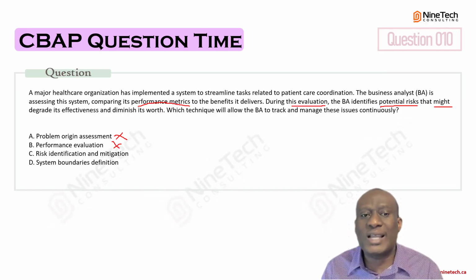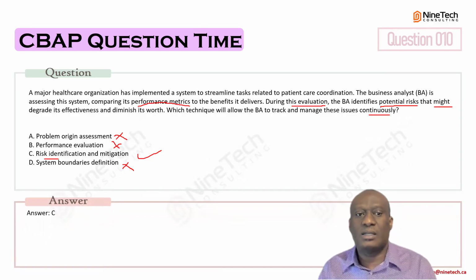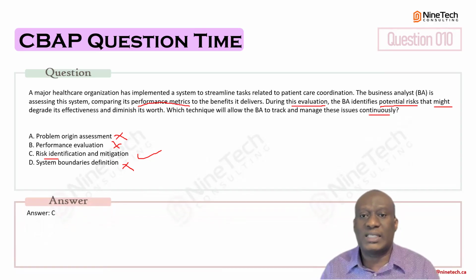Risk identification and mitigation. Good. Remember, the BA is identifying risks. To do this on a continuous basis, the BA needs to identify the risk and also work with other stakeholders to document mitigations to those risks. I will go with C. And the last one is system boundaries definition. This is not the right answer. Let's see what the right answer is for us. Yes, it's C, risk identification and mitigation.